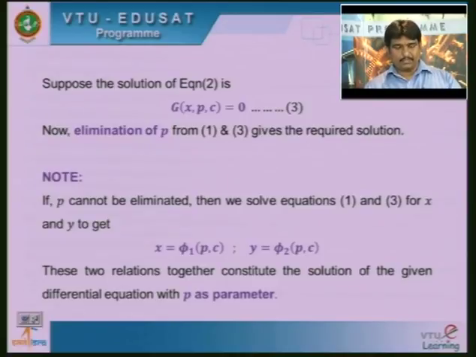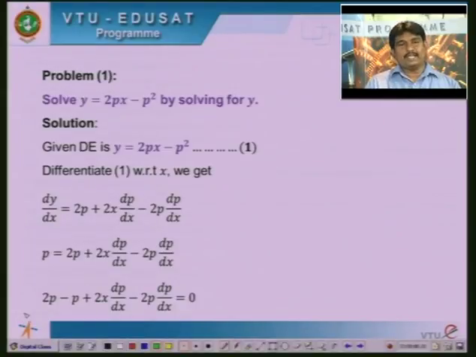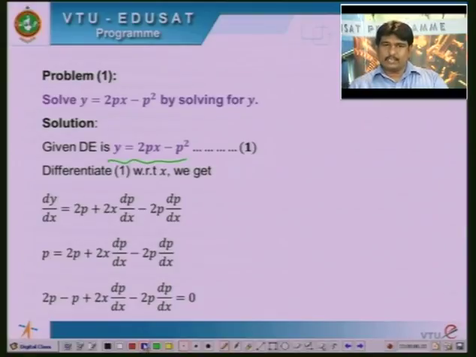Let us take a few examples. Example number 1, solve y equals to 2px minus p square by solving for y. You convert this equation in terms of y equals to 2px minus p square. Now differentiate this. Derivative of y is dy by dx equals to derivative of 2px. Apply product rule. 2p into derivative of x is 1 plus 2x into derivative of p is dp by dx minus derivative of p square is 2p into dp by dx.